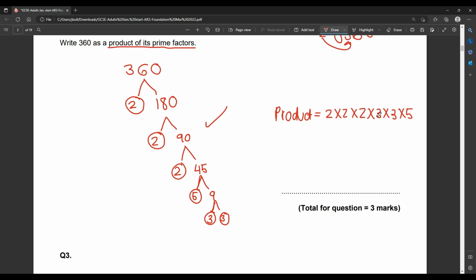Your 2 marks here are for, is it in this product form? So have we listed them all like this with multiplying between them? And is it from smallest to biggest? So we go 2s, then 3s, then 5s. That's all they wanted for this question.